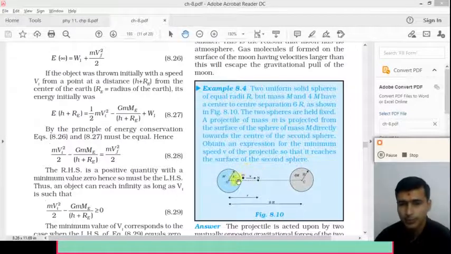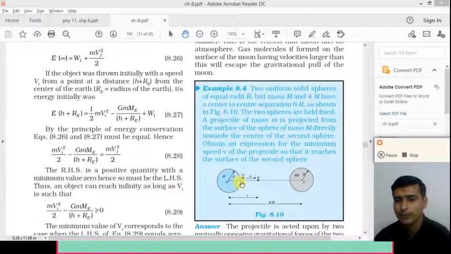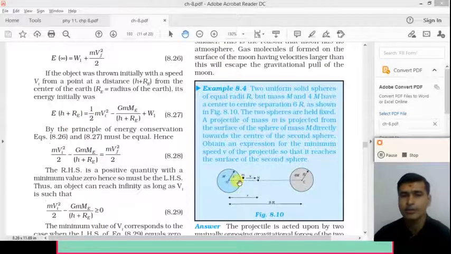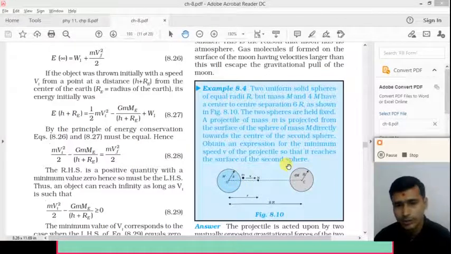Now here, if we project the object having mass small m, it has some amount of kinetic energy on the surface of the first sphere. As the object moves towards the surface of the second sphere, its kinetic energy and potential energy will change, but the total mechanical energy remains constant. With the help of this principle, we can calculate the minimum velocity required for the projectile to reach the surface of the second sphere.